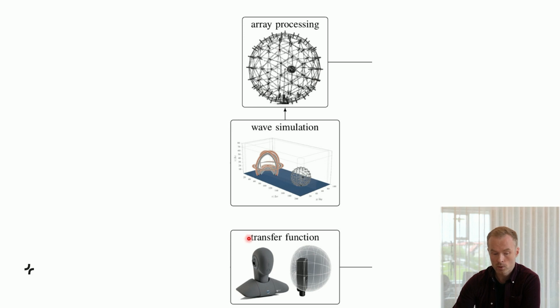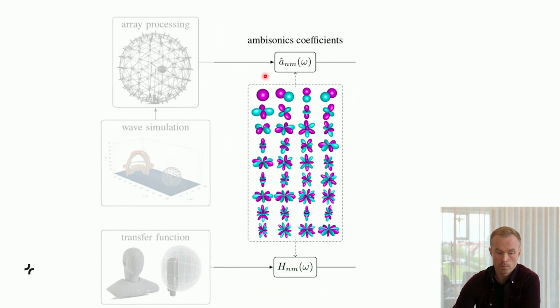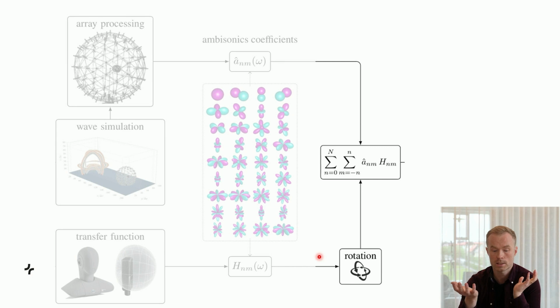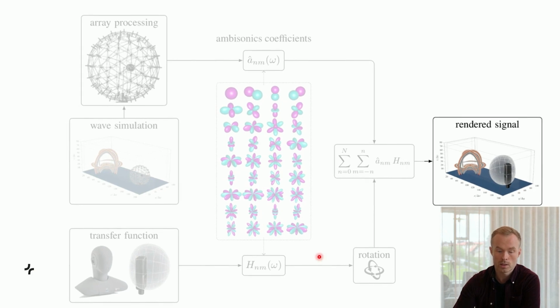And then while we do that, we keep our DRTF or transfer function on the side. We then take this array processing result and project it onto an orthonormal ambisonics basis, and we do the same for the DRTF. And then in post, you have the effect of the room, you have the effect of the device. You can rotate the device any way you want, and then add them together. And at the end, you come out with this rendered signal, which would be the same as if you had included the device in the simulation from the beginning.